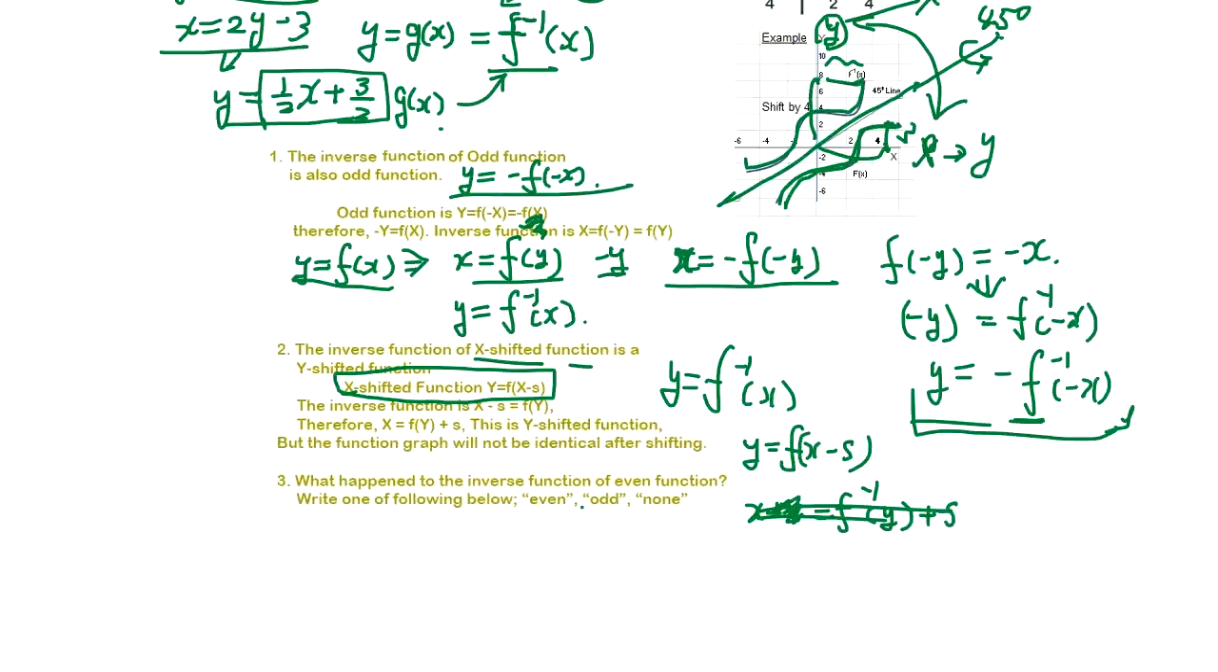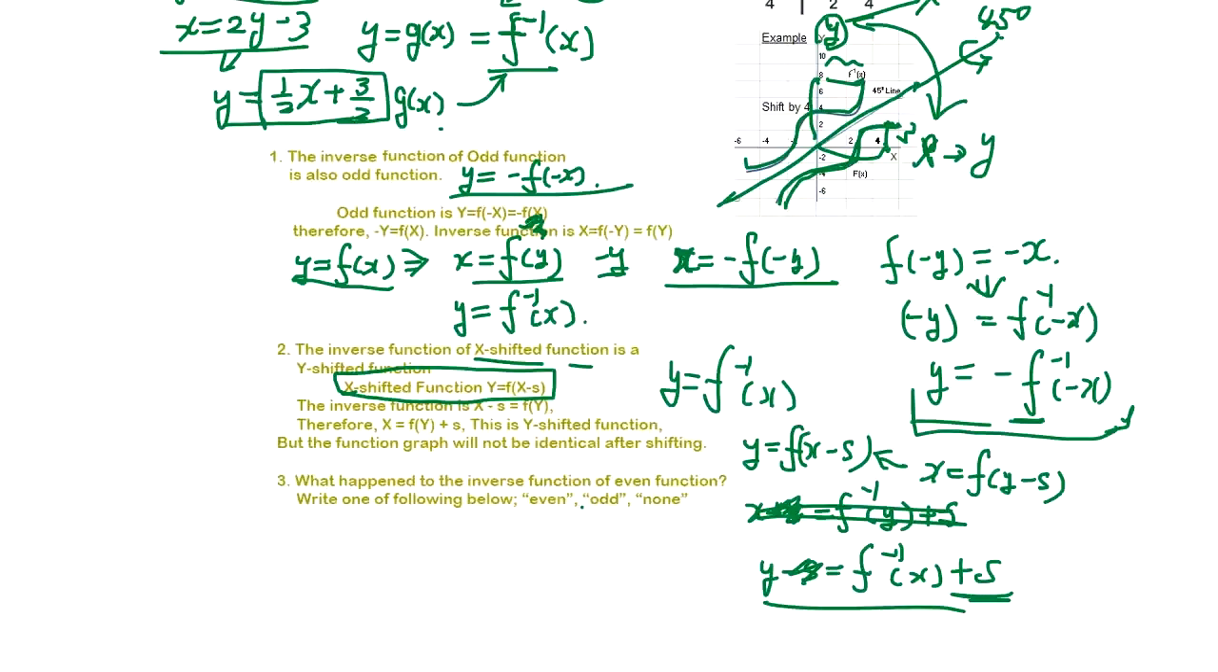Oh, no. Okay, you have to be careful. What is the inverted function of this? X and y, you have to swap. So x equals f of y minus s. This inverted function is y minus s equals the f inverted function of x. So move s here. Here you go.